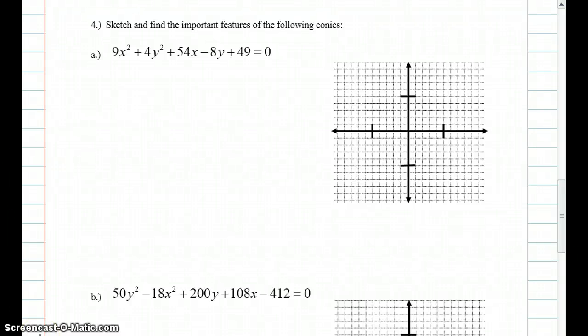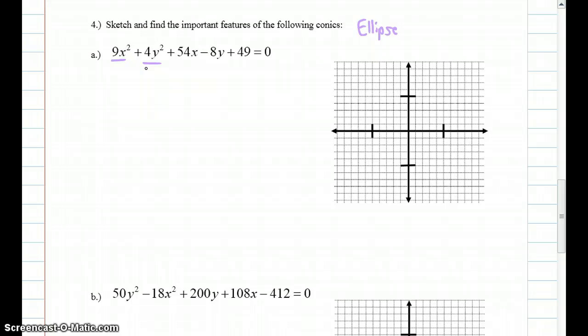This is page 2 of the conic sections review. We need to sketch and find the important features of this conic section. Now, to do that, first we've got to complete the square and get it into a much more useful form. But before we even do that, I want to take note that this is going to be an ellipse. I know that because we have an x squared and a y squared term.